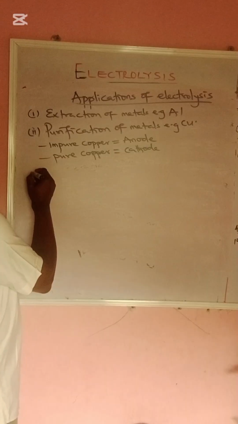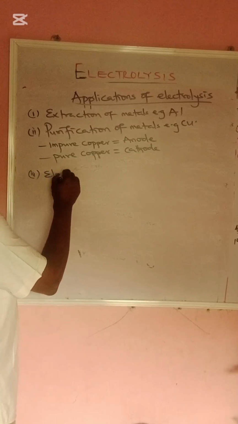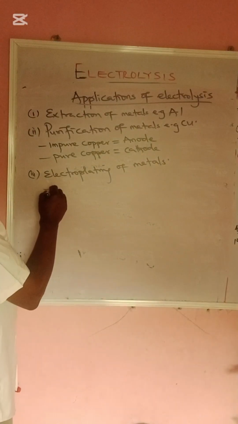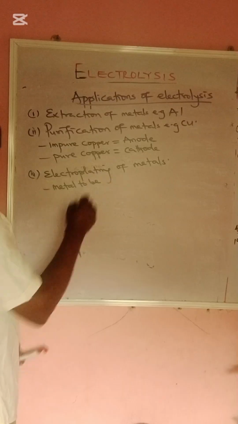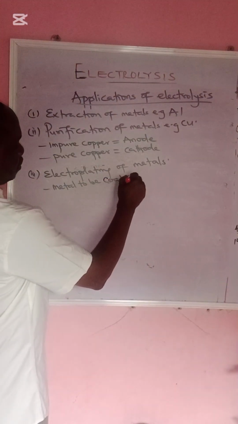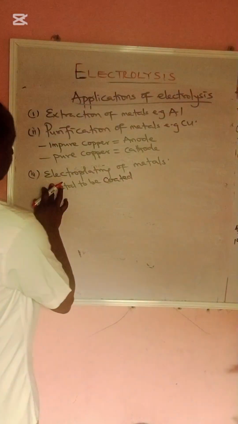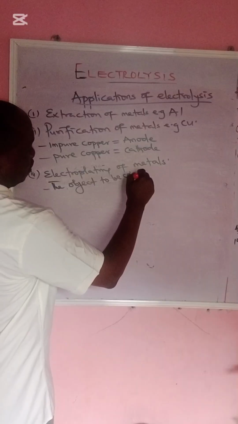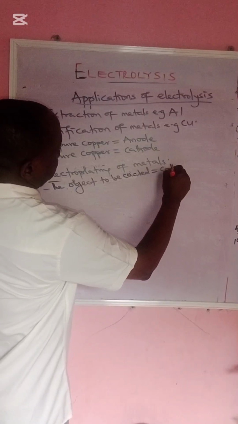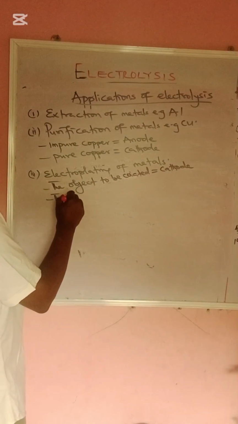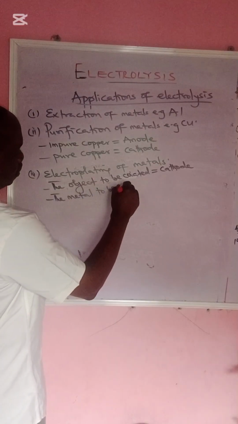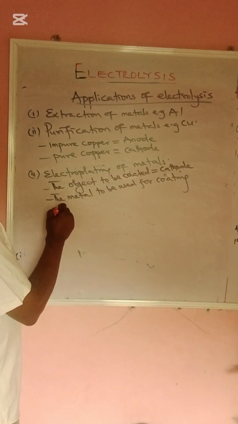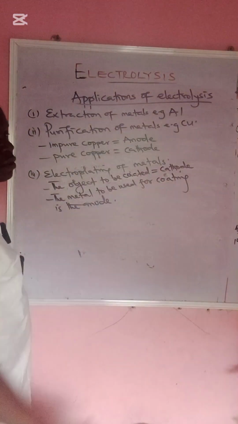3. Using electroplating of metal. The metal to be coated, or the object to be coated, is usually the cathode, while the metal to be used for coating is made to be the anode. Please take note of that.